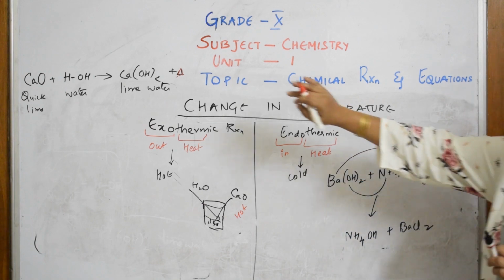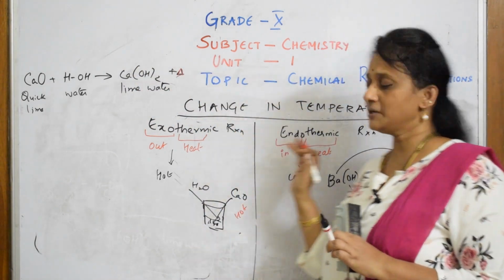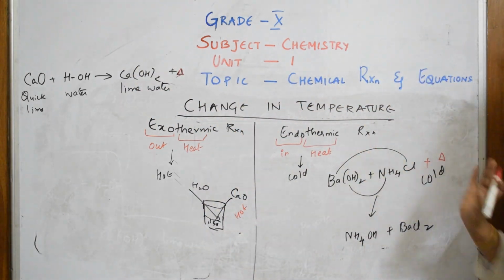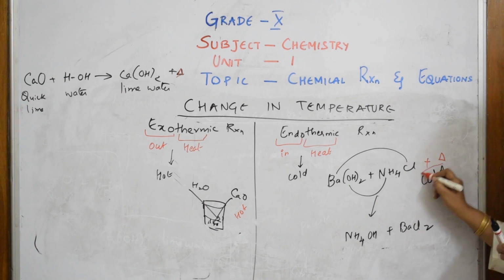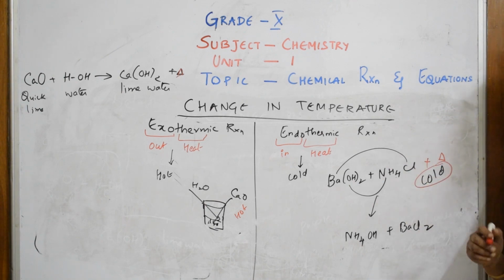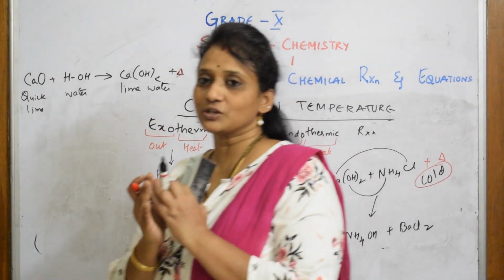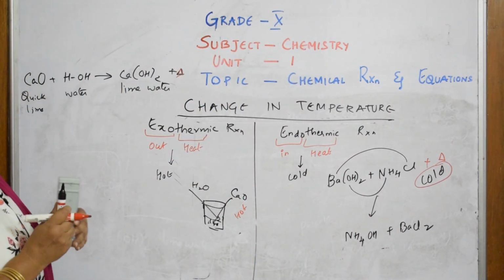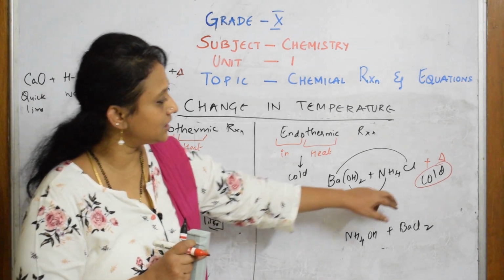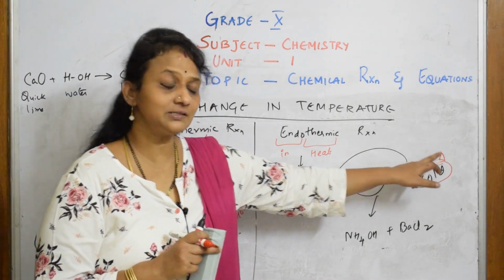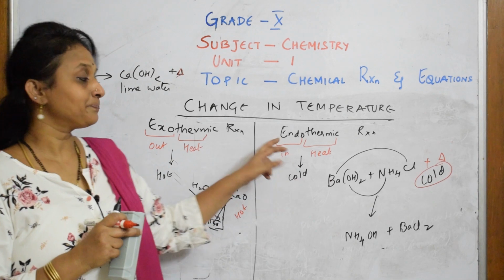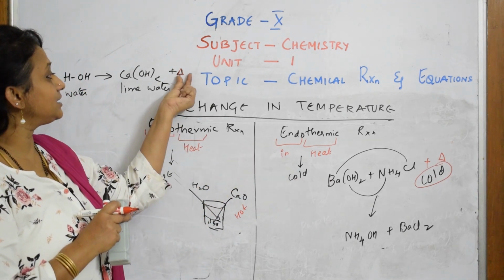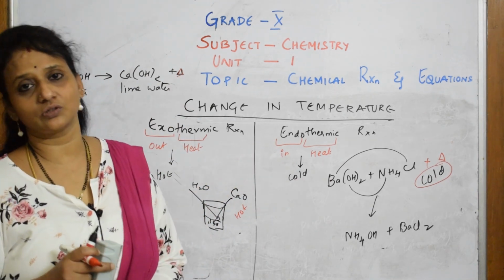See, this is the heat outside, towards the product. Here the heat is inside, towards the reactants. So the beaker will become very, very cold. You can touch it, very nice and cold. So it shows that when you write the heat content inside, towards the reactants, it is an endothermic reaction. When you write the heat content outside the reaction, it is an exothermic reaction.